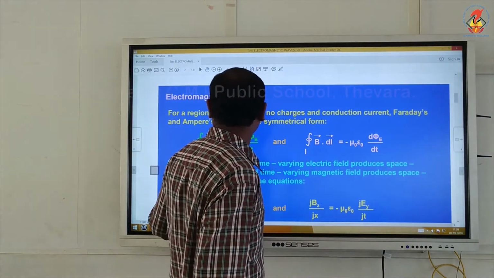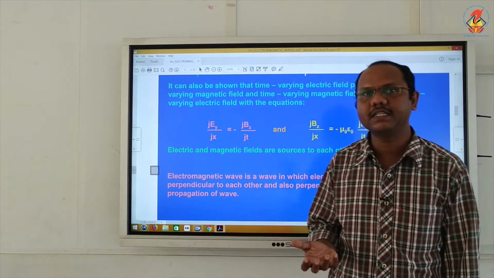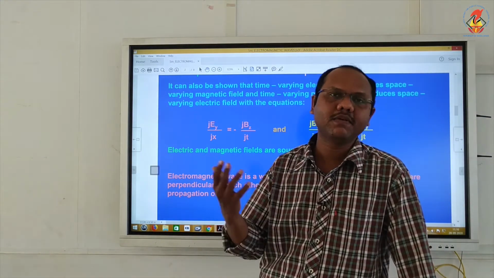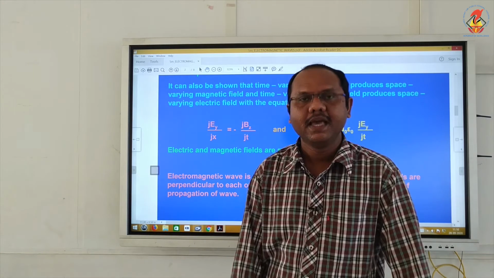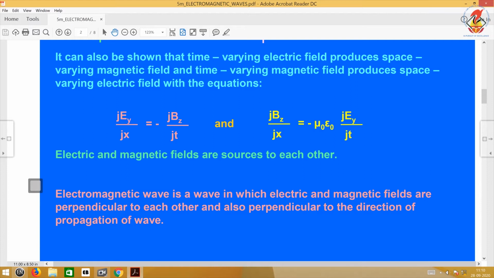So, we can write the definition like this: a time varying electric field produces a space varying magnetic field, and a time varying magnetic field will produce a space varying electric field. So, the electric and the magnetic field are the sources of each other. That means, if there is a change in the electric field, correspondingly that will produce a change in the magnetic field. Again, that will produce a change in the electric field. So, this is the definition for the electromagnetic wave.